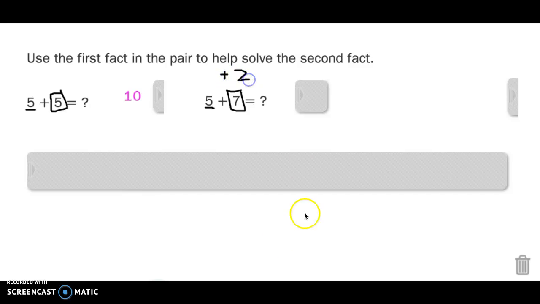It's 2 more here. So instead of adding 1 more this time to the previous answer, we need to add 2 more since 7 is 2 more. What's 2 more than 10? It's 12. Very nice. Copy that down if you don't have it written. 5 plus 7 equals 12. Do you see how we knew 7 was 2 more than what this problem was, and we could just add 2 onto our answer? That's how we're using that first fact pair.